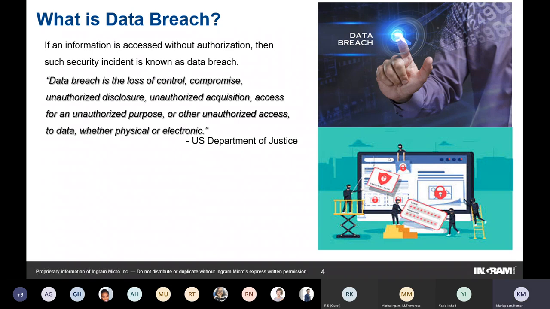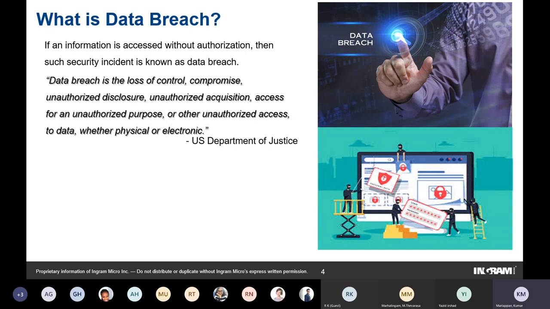So a data breach is nothing but information being accessed without authorization. Here we need to look at two things. One is called authentication. The other one is called authorization. An authenticated user doesn't mean that he is authorized to view the data. What does that mean? In an organization, a database administrator or a system administrator will have the highest privileges on the database or on the system.